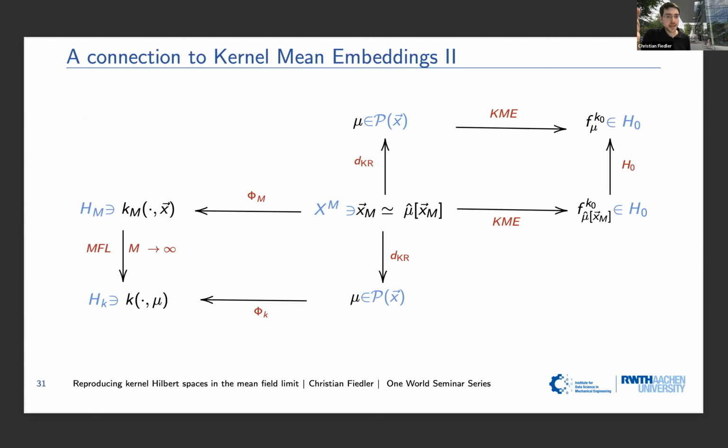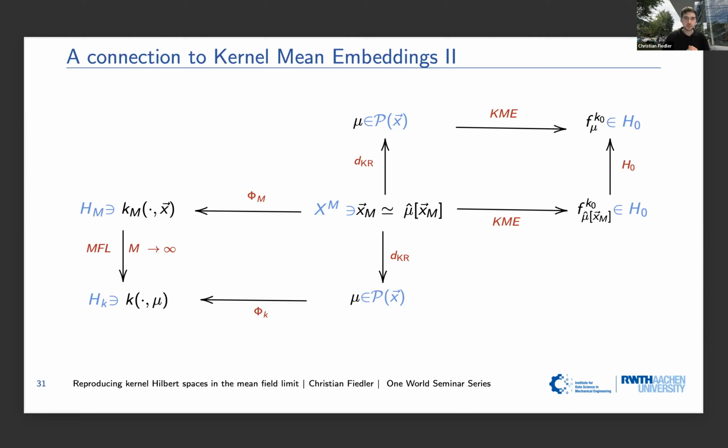Or in other words, we get two commutative diagrams. Basically, going to the right corresponds to using KMEs, and going to the left corresponds to using canonical feature maps. And going vertically, down and up, corresponds to infinite limits of infinitely many inputs. So basically the mean field limit, which then translates under these conditions to convergence in the RKHS H0. It would obviously also be interesting whether we can go from the lower left corner to the upper right corner and the other way around. But this does not seem to be straightforward. But at least we have those two commutative diagrams.